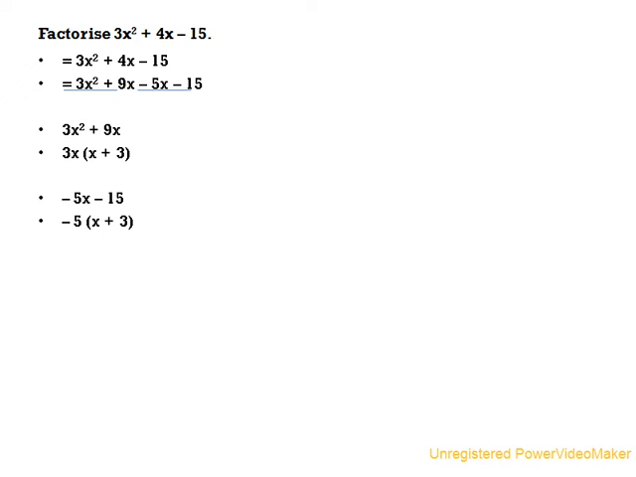So the two terms are 3x into x plus 3 and minus 5 into x plus 3. So the thing that you will get inside the bracket must always be the same or common. So x plus 3 is common, and in the other bracket we will get 3x minus 5. So this is how our factorization ends.